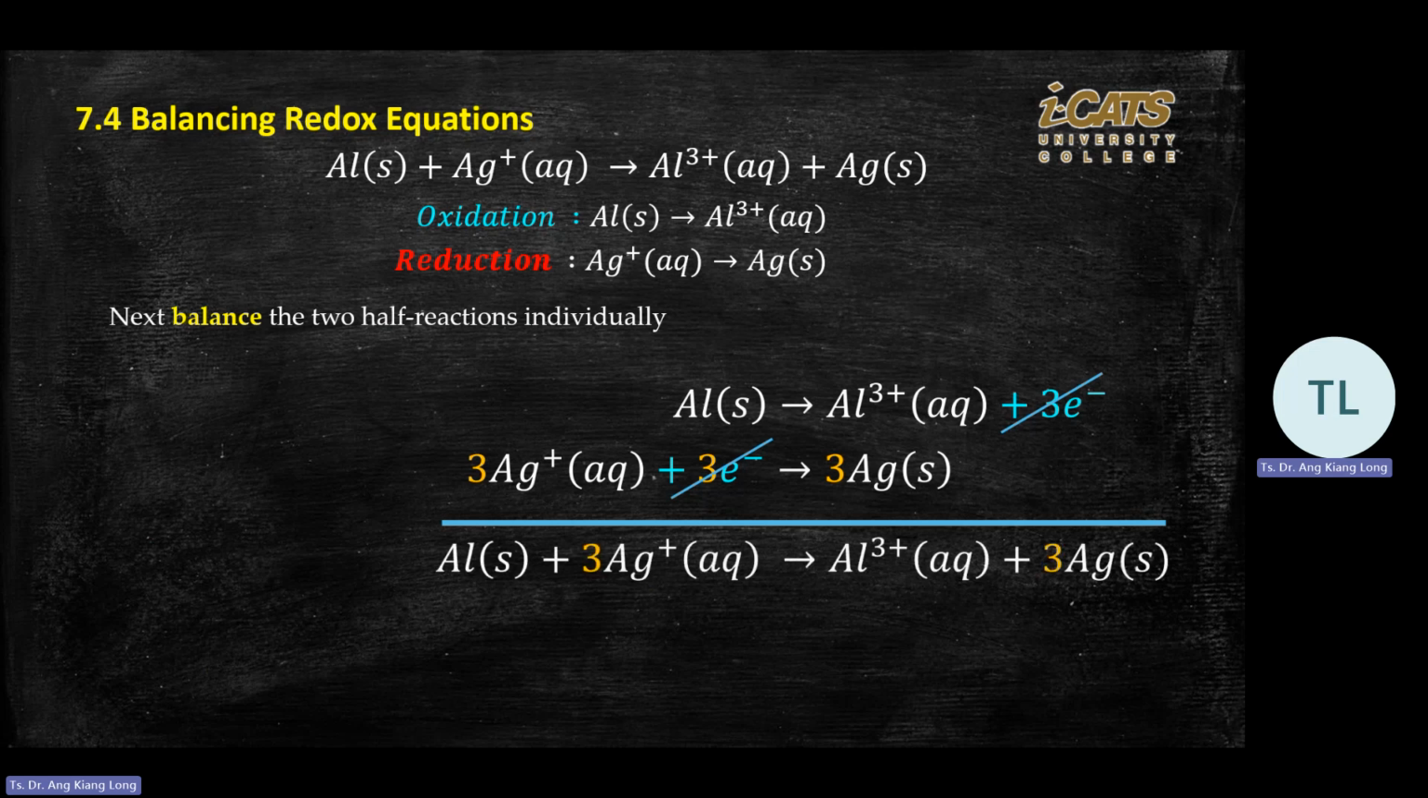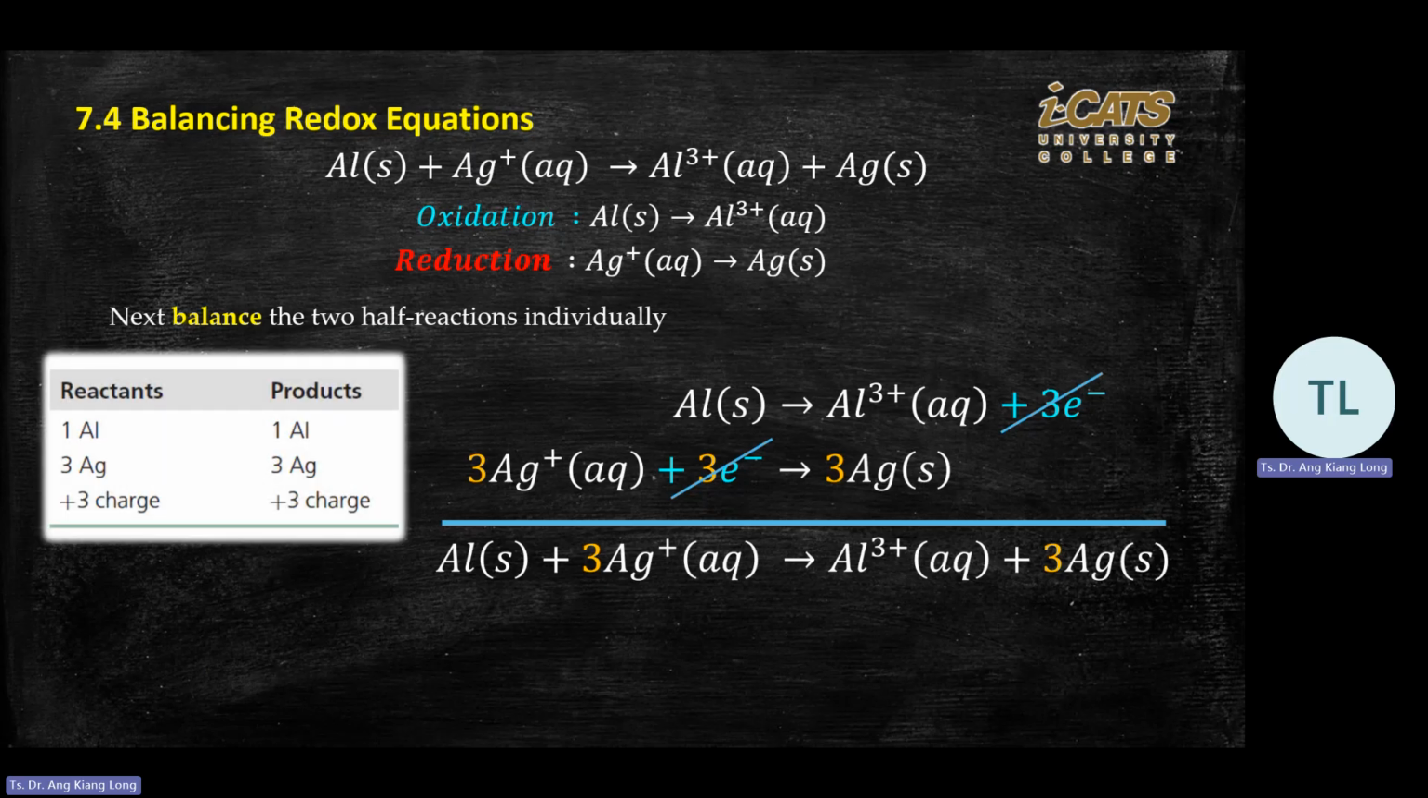Then you complete the last equation, you balance the equation. So you just pull down everything you see on the left hand side. For example, Al plus 3Ag+, because you cancelled the electron already, so no electron, balanced. Then you pull the Al3+ down and the 3Ag, and then no electron anymore. So this is the final balanced redox equation.